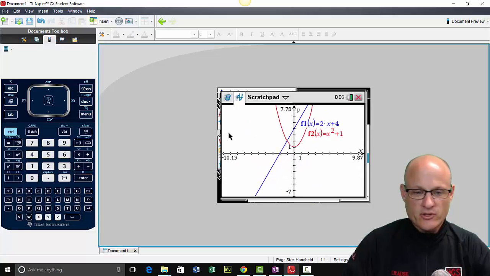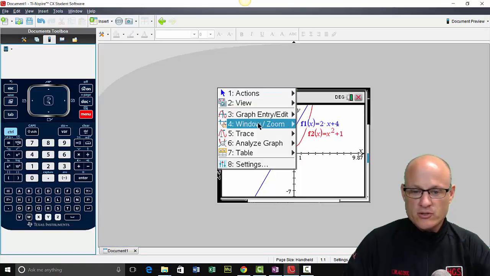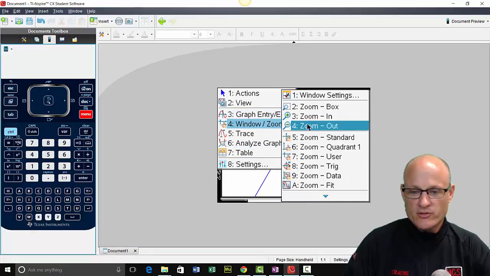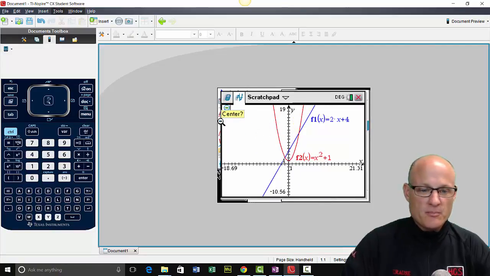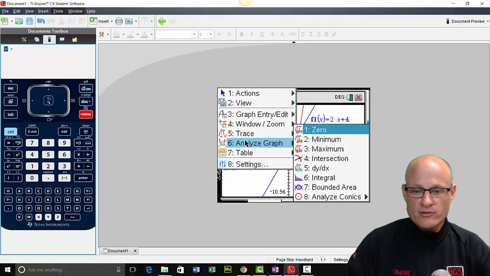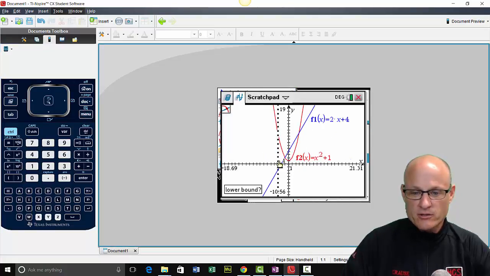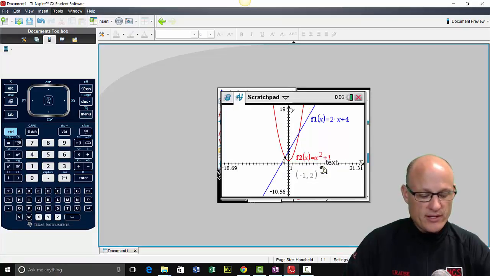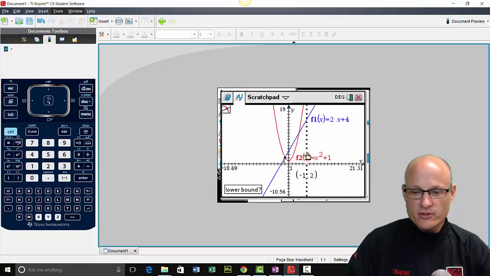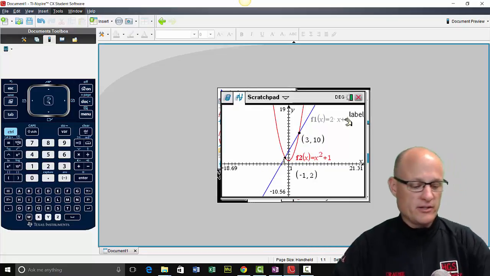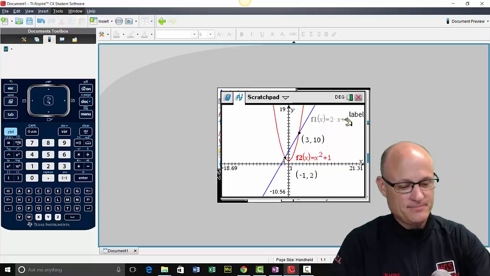Now if you don't see that, and you just see this, you can also go to menu, zoom. What the heck is zoom? Menu, window or zoom, and just zoom out and just click somewhere. Zoom out. There we go. So now I can do menu, analyze graph, intersection, and I can go here, click, and then go here, click, and there's one of them, -1, 2. I think I said that. And then just do it again. Menu, analyze graph, intersection, click on the left side, click on the right side, and 3, 10. Oh my goodness, kids.